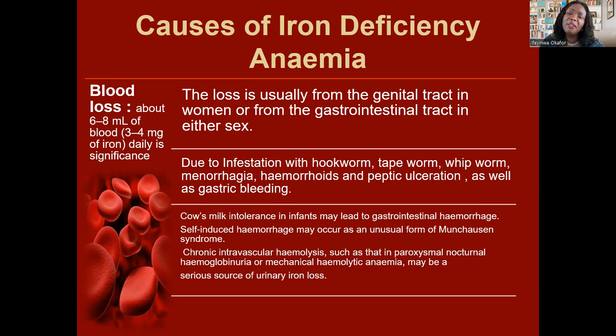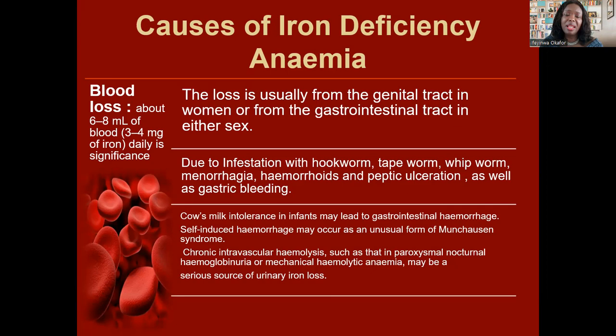Because as we are losing blood, we are losing iron. And it has been shown that cow's milk intolerance in infants may lead to gastrointestinal hemorrhage, which, if not stopped, can lead to iron deficiency anemia in infants. Self-induced hemorrhage may also occur as a result of Munchausen syndrome in individuals, and this can also lead to iron deficiency anemia.